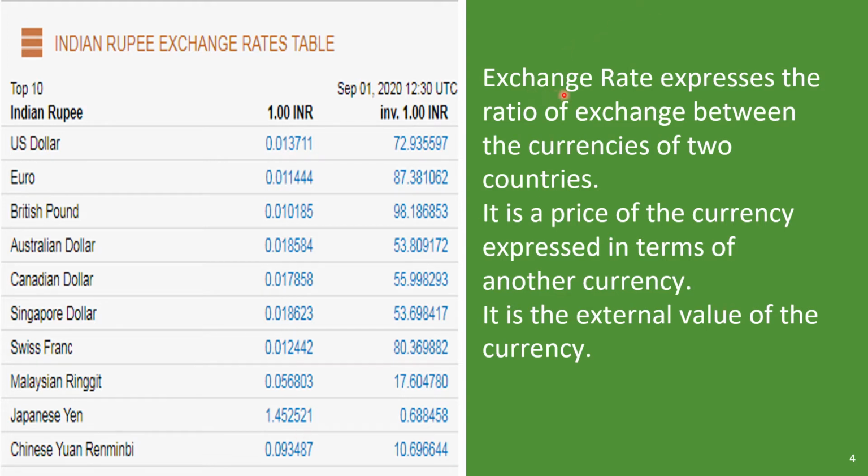So therefore we see the exchange rate expresses the ratio of exchange between the currencies of two countries. It is the price of the currency expressed in terms of another currency. And so it is the external value of the currency.